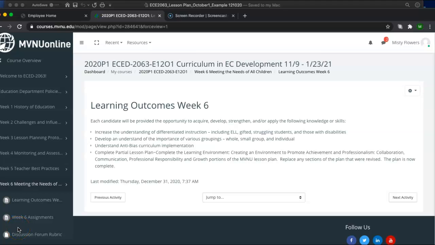This week, we're going to be talking about meeting the needs of all children. By the end of the week, you will have an increased understanding of differentiated instruction, including English language learners, gifted, struggling students, and those with disabilities. You will develop an understanding of the importance of various grouping: whole group, small group, individual.